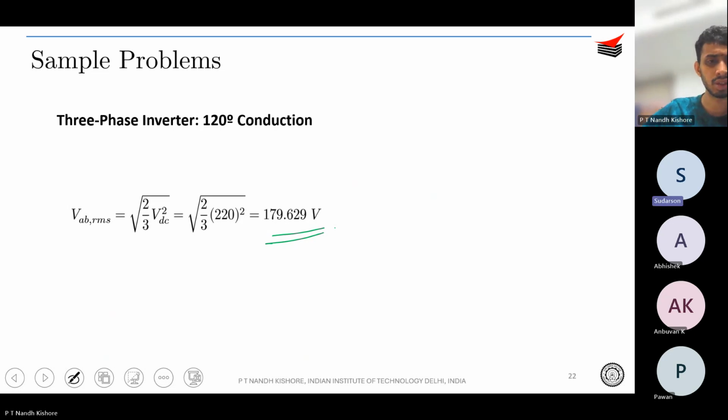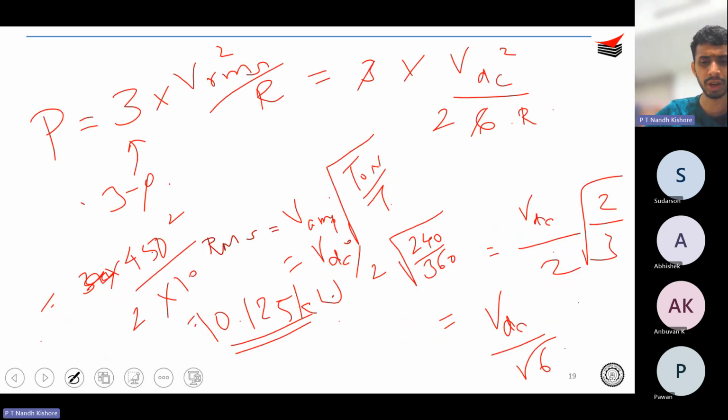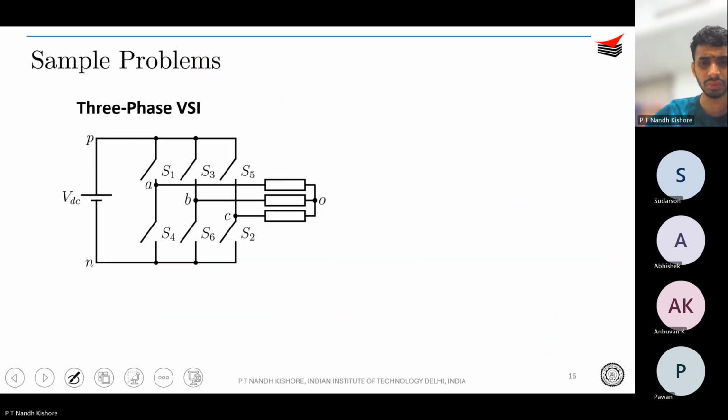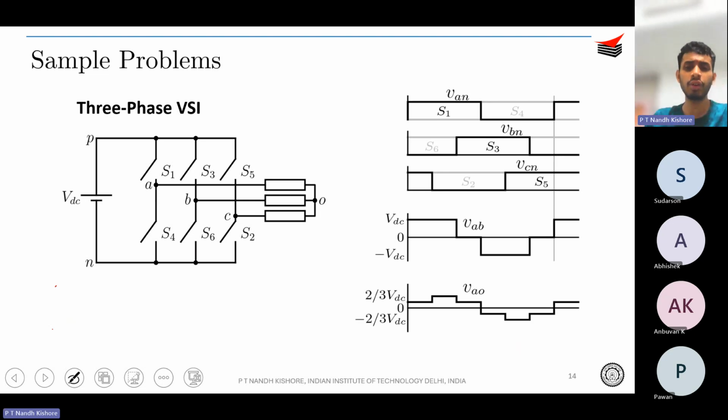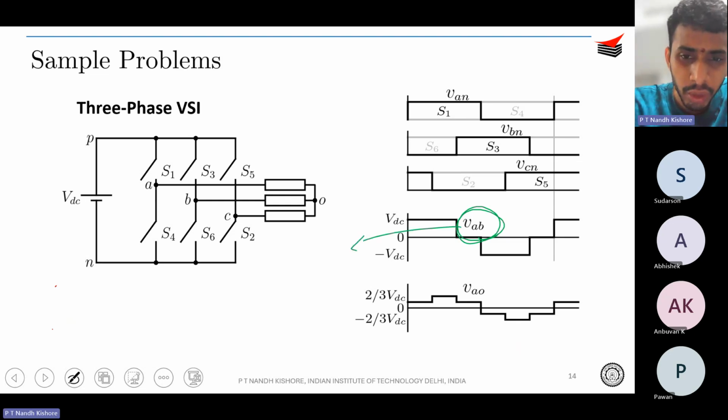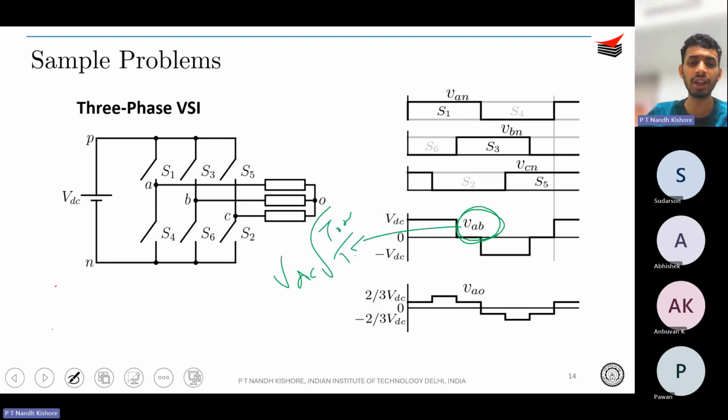Sir, is it for 180 degrees and how to calculate the RMS? Same thing. You just need to draw your waveforms. If I go back to the waveforms, this is for 180 degrees, correct? In the case of VAB, your line to line voltage, the RMS will be the same, right? It's simply going to be T on by T. So amplitude VDC into root over T on by T, in the case of line voltage. Okay.